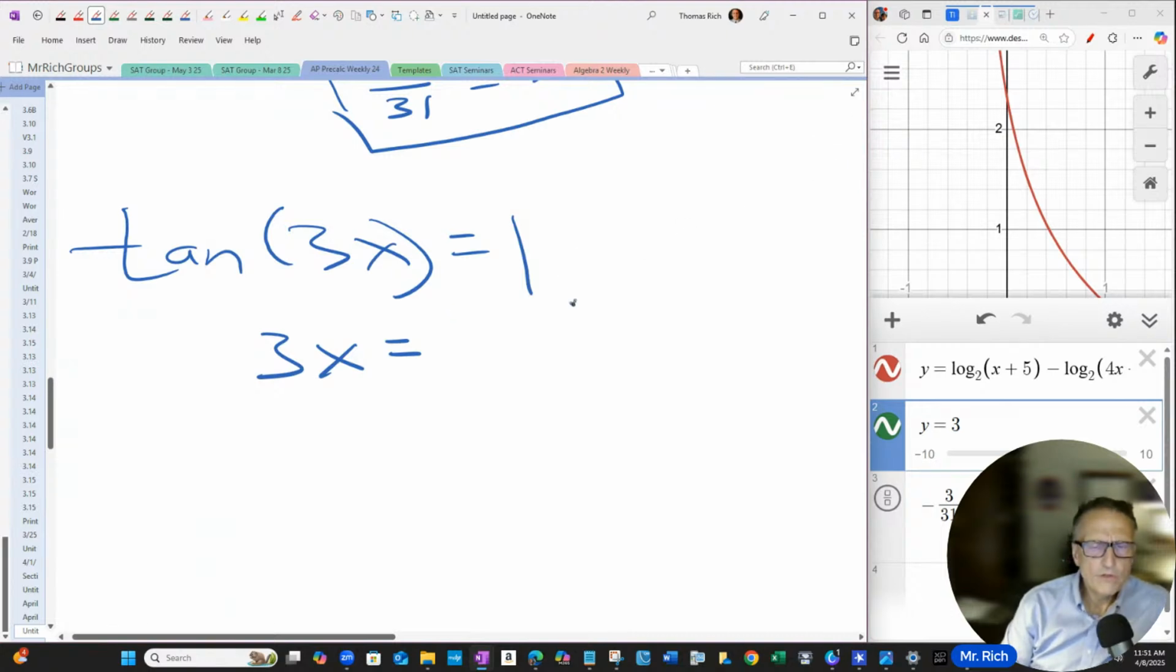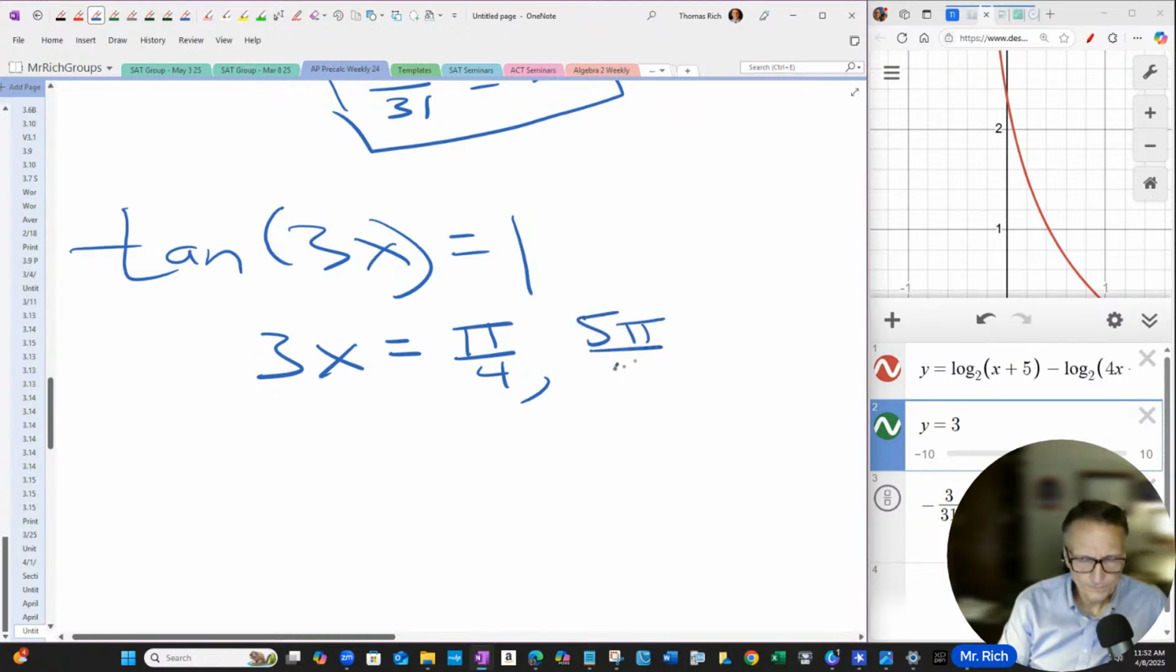are two angles within the unit circle when tangent is going to be equal to 1. One of those is going to be pi over 4 in the first quadrant, and the other one is going to be over in the third quadrant at 5 pi over 4. So within the unit circle, 3x would be equal to pi over 4 and 5 pi over 4.